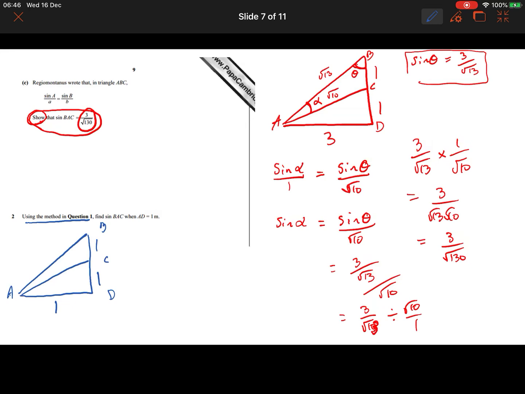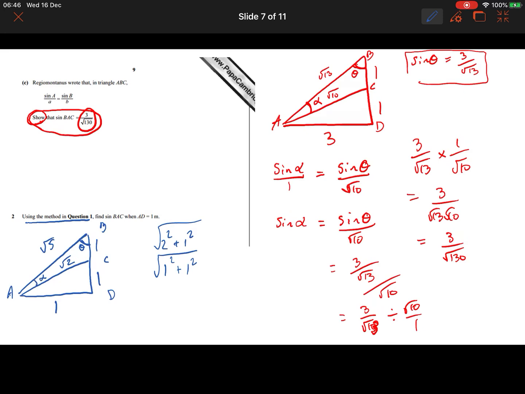A, B, C, D. So it says using the method in question 1. So we're going to go through exactly the same process. Okay, exactly the same process. We're going to find AB, which is going to be the square root of 2 squared plus 1 squared. It's going to be root 5. We're going to find AC, which is going to be the square root of 1 squared plus 1 squared. That's going to be root 2.